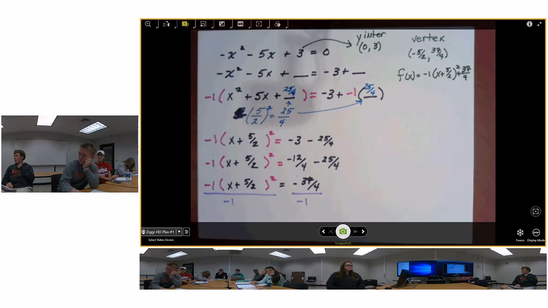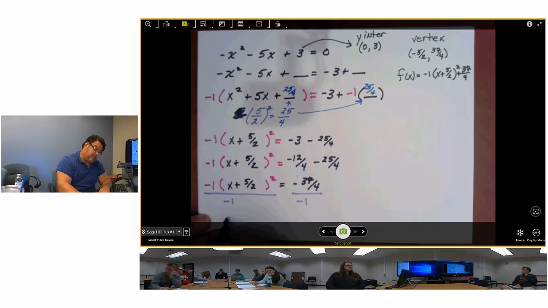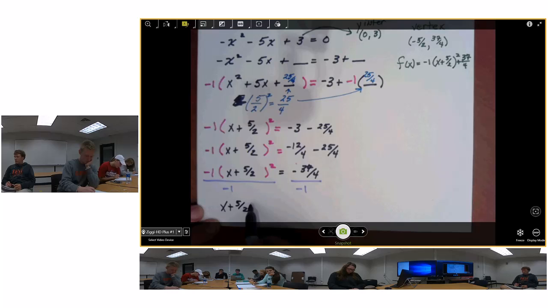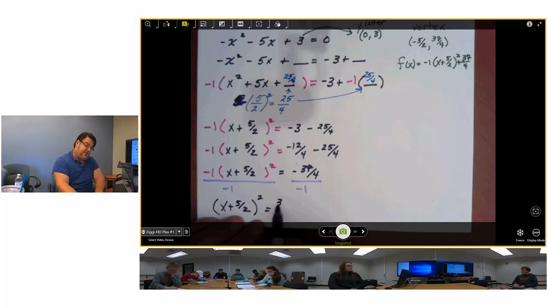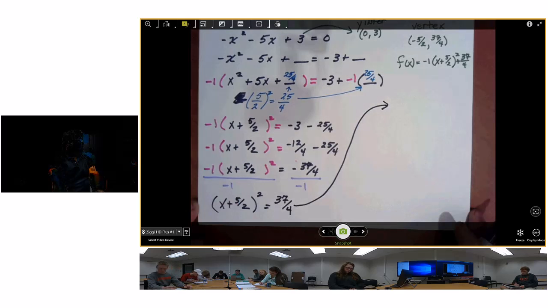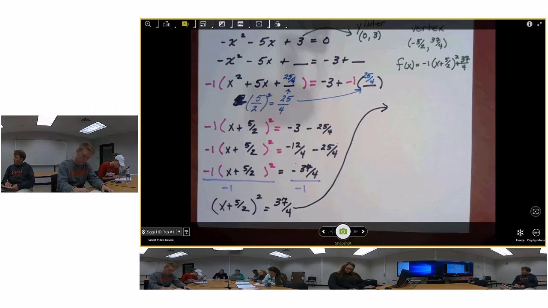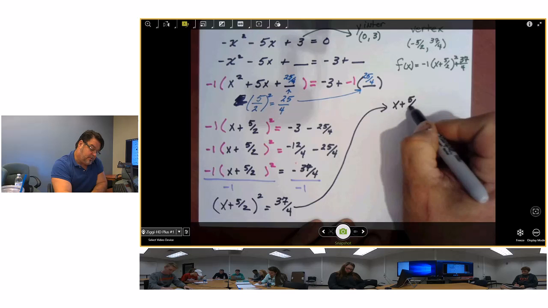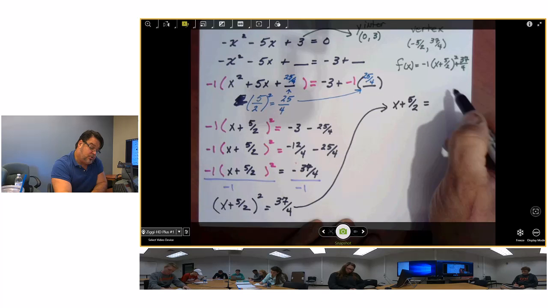So now we've got (x + 5/2) quantity squared is equal to 37/4. Take it over here. Take the square root of both sides.